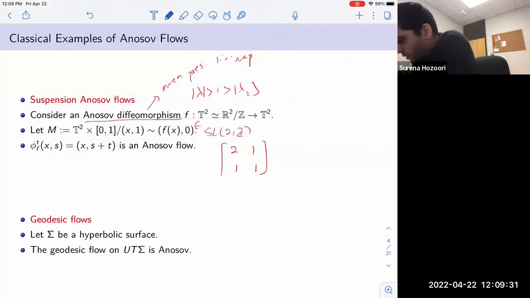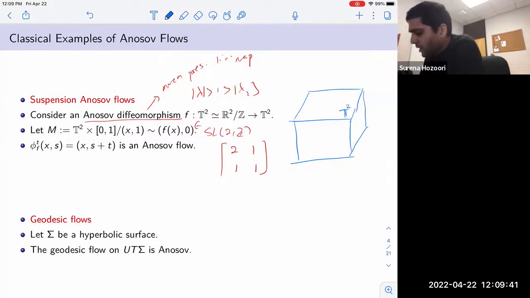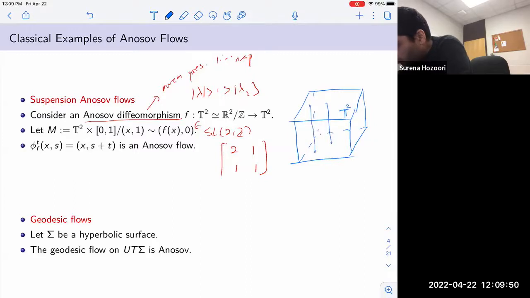We have this torus times interval, and we have these flow lines, which are just these vertical line segments connecting the two sides. If you take one point and look at its trajectory, it will just move vertically to hit a point in T cross {1}.